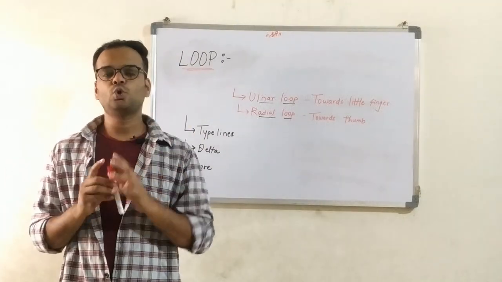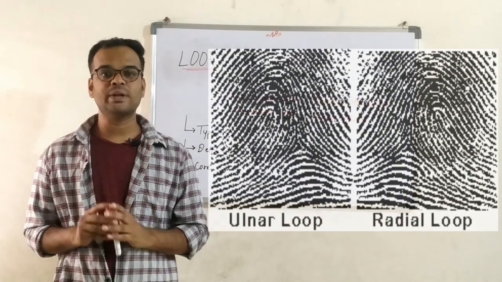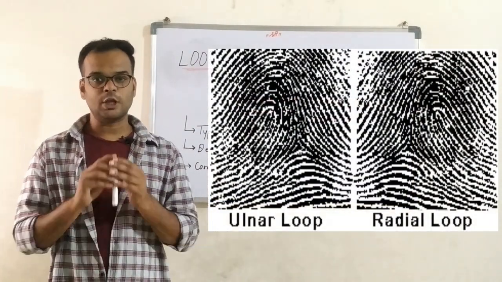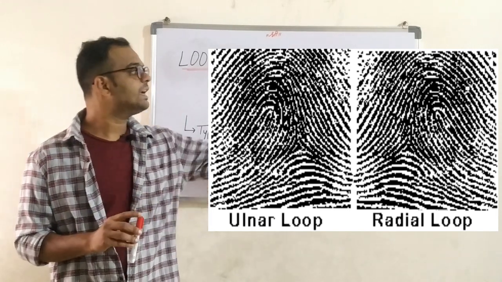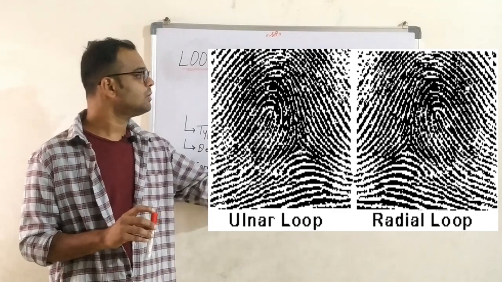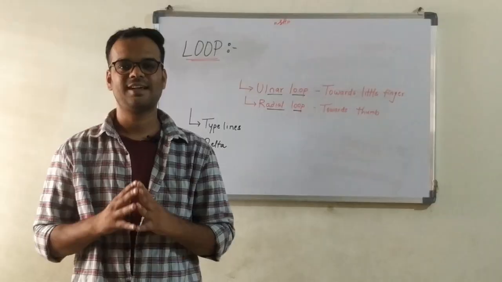Now there are 2 types of loops. First one is ulnar loop and second one is radial loop. Now what is an ulnar loop? If the loop opens towards the little finger, that is called an ulnar loop, and if the loop opens towards the thumb, that is called a radial loop.